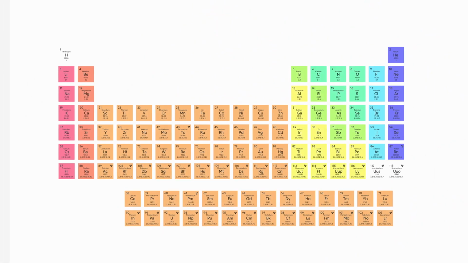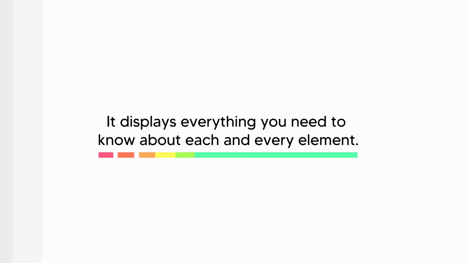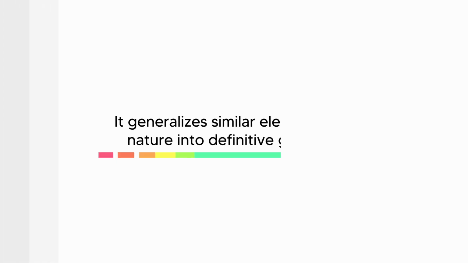The periodic table is a very useful tool and for good reasons. For one, it displays everything you need to know about each and every element. Second, it generalizes similar elements in nature into definitive groups. And third, its elaborate framework provides a concise and collected arrangement in order.